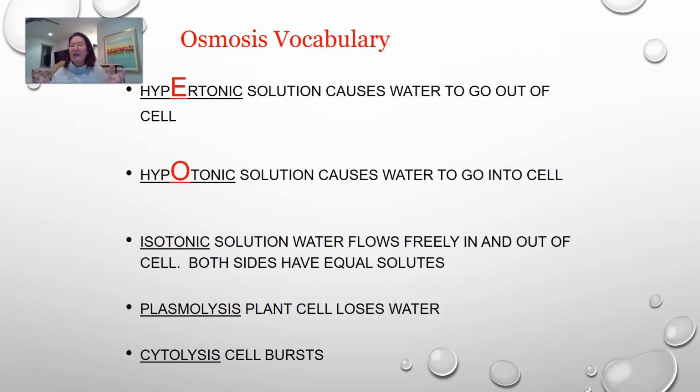So like if you're in the hospital, right, and you have an IV, they always have to make sure that it's isotonic, that it's going to be equal with your body. Because if it's not, you can have problems. So these are important vocabulary words. And I think that's it.